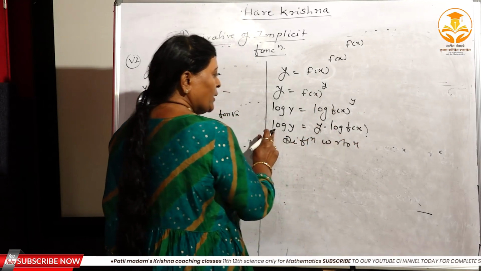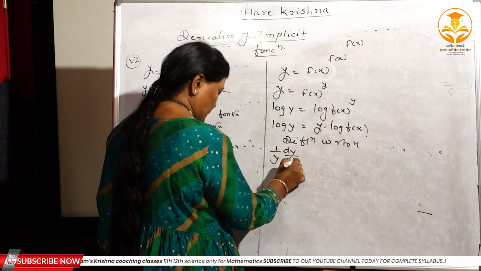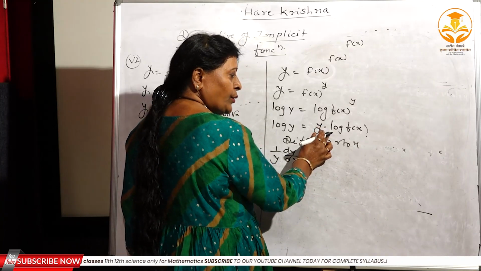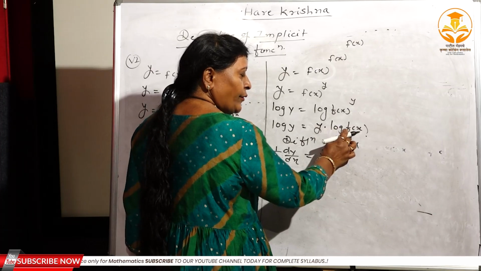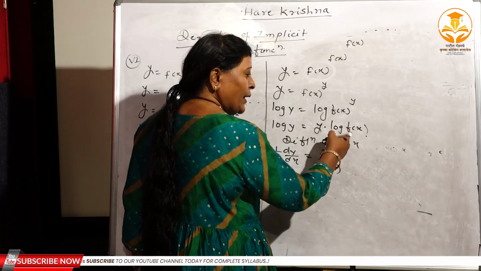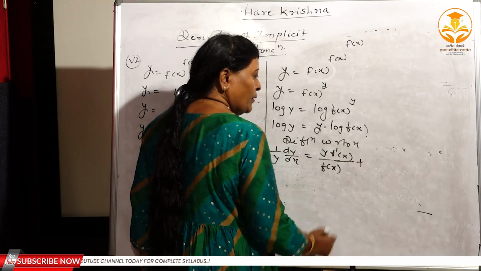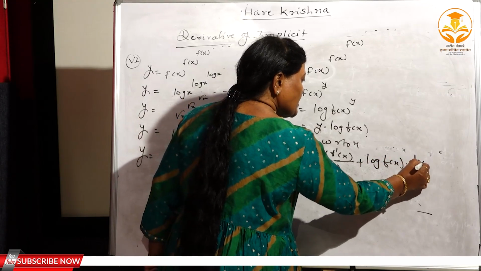Very simple. The derivative of log y is 1 by y into dy by dx. Here again apply the multiplication rule, y remains as it is. Here again apply the chain rule. The derivative of log u is 1 by u, meaning 1 upon f of x, and the derivative of f of x is f dash x. Again log of f of x remains as it is, and the derivative of y is dy by dx.